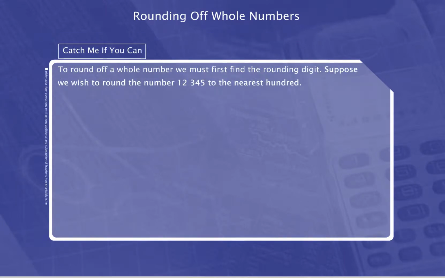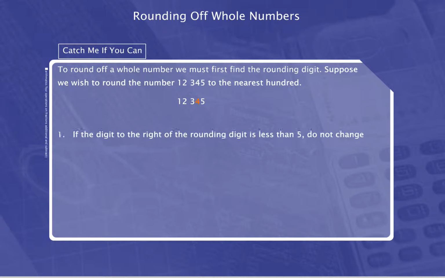To round off a whole number, we must first find the rounding digit. Suppose we wish to round the number 12,345 to the nearest 100. The rounding digit is 3. Next, look at the digit to the right of the rounding digit. The digit is 4 in this case.